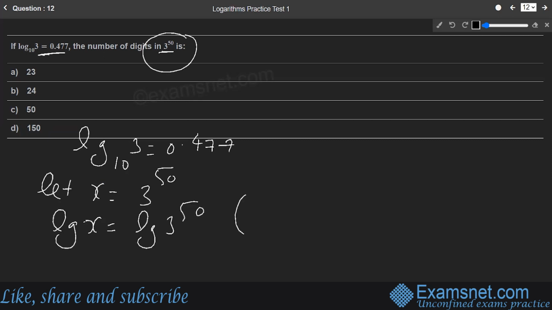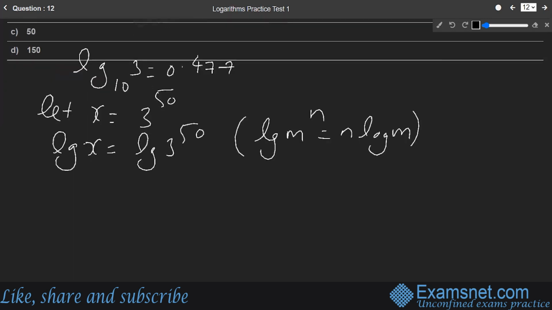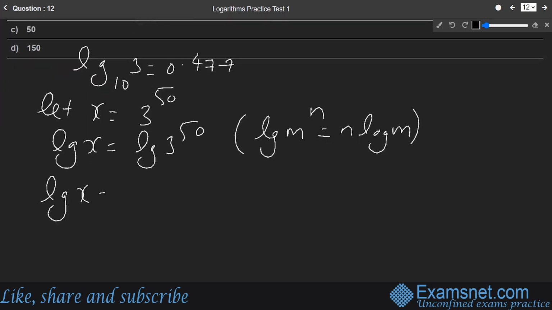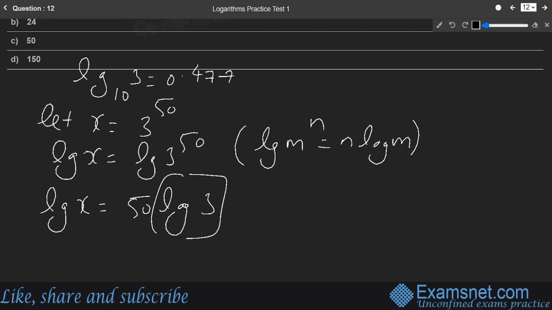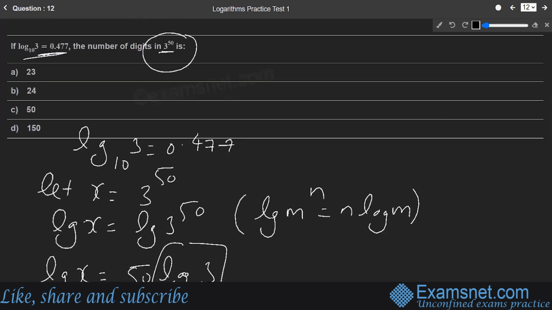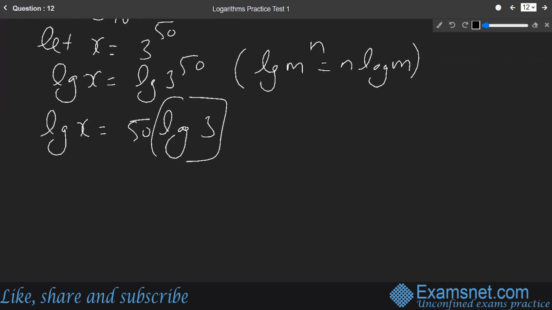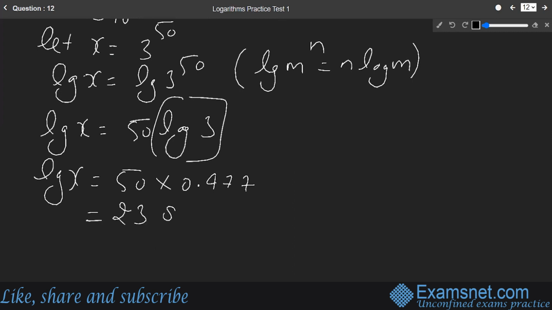Using the property that log m to the power n is equal to n log m, this expression can be further written as log x equals 50 log 3. Now the log 3 value is already given in the question itself, at the topmost part: 0.477. Let us replace it like that. So log x is going to be 50 into 0.477. If I multiply this, 50 into 0.477 comes out to be 23.850.